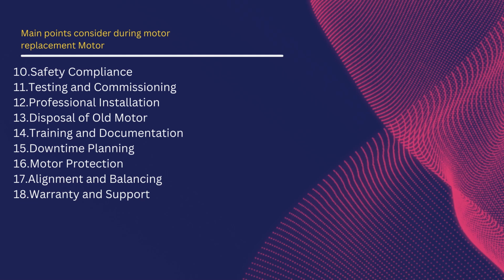16th, motor protection. Consider adding motor protection devices such as overload relays, thermal sensors, etc. 17th, alignment and balancing. If the motor is connected to rotating equipment, ensure proper alignment and balancing. 18th, warranty and support. Check the warranty terms and support. By keeping these points in mind, we can ensure a smooth and successful motor replacement which will lead to optimal performance, improved efficiency and reduced risks of premature failure.